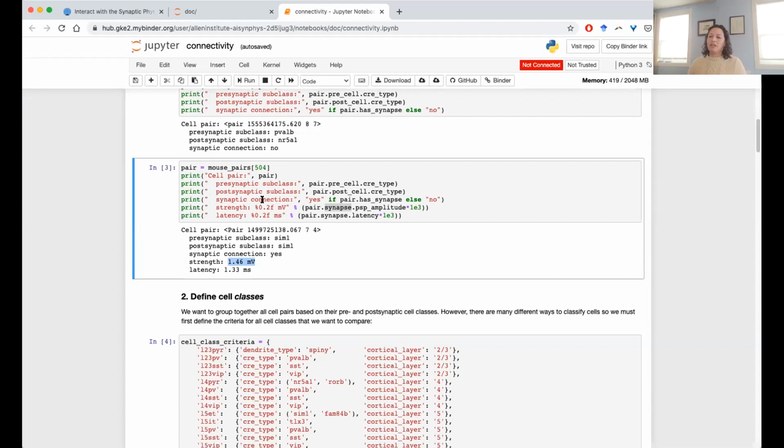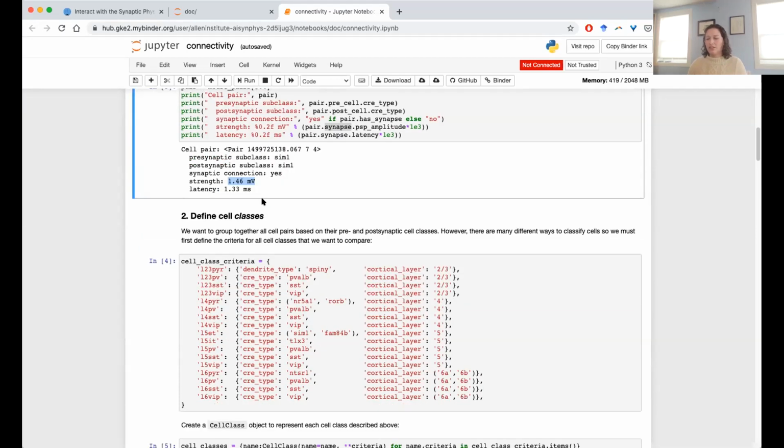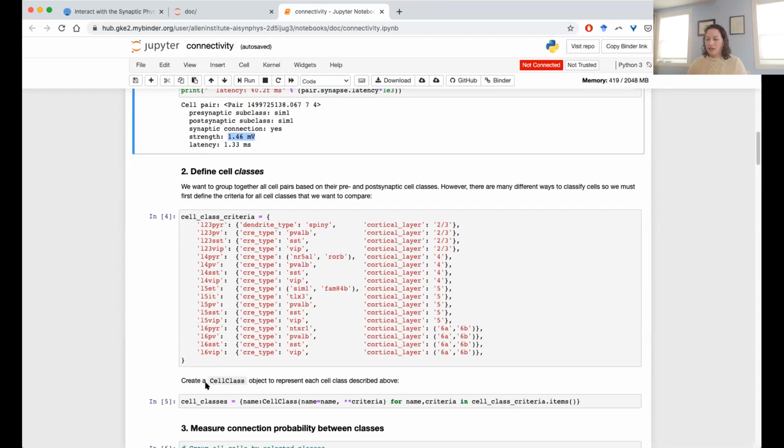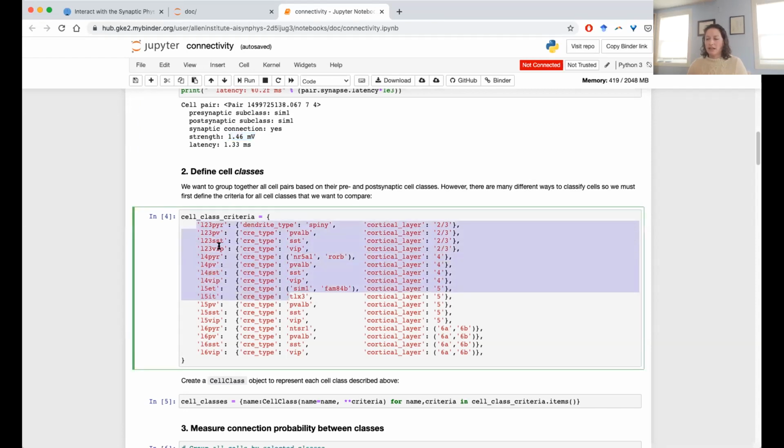So once we have all of these pairs, we want to group them in reasonable ways. And so we do this by using this cell class object that we created. And so this is a nice flexible way to define cells however you choose. All you need to do is specify the types of criteria that you're interested in. So in our example here, we were interested in looking at the layer and the Cre type, which we use as a proxy for subclass. And so here then we can say that we want to define layer 2-3 PV cell class as expressing parvalbumin and being in layer 2-3.